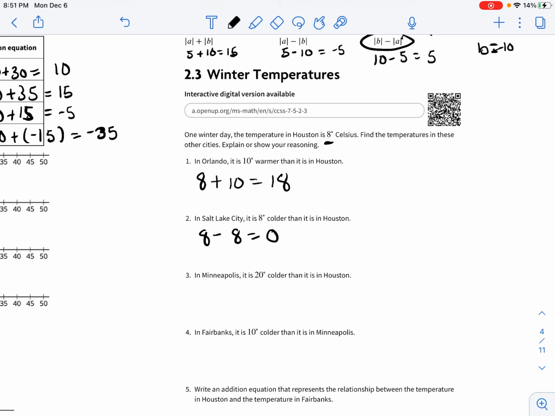Okay, in Minneapolis, it is 20 degrees colder. So once again, now you're subtracting. And you're always starting with the original amount. Minneapolis is 20 degrees colder than in Houston. So 8 minus 20 equals a negative 12.